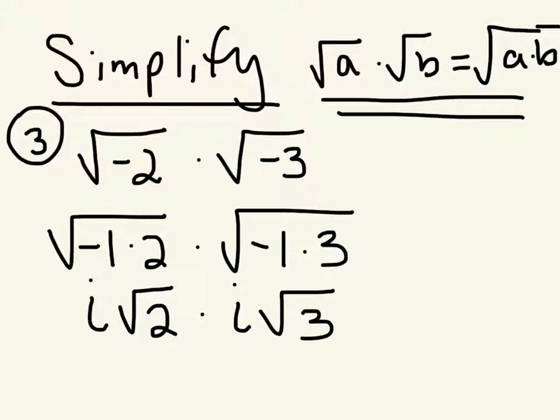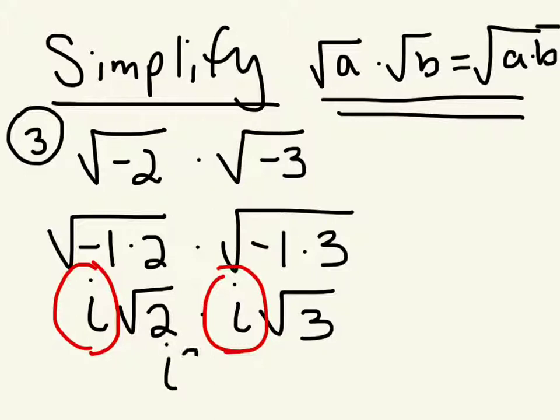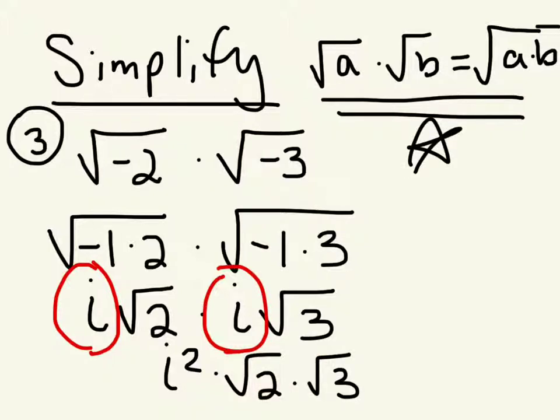Notice that I have two i factors here. I'm going to combine those two by multiplication, which is equal to i squared. And now I can use my product property of two radicals right here, since a, in this case, is equal to 2 and b is equal to 3. Both are positive values, therefore the product property is valid.